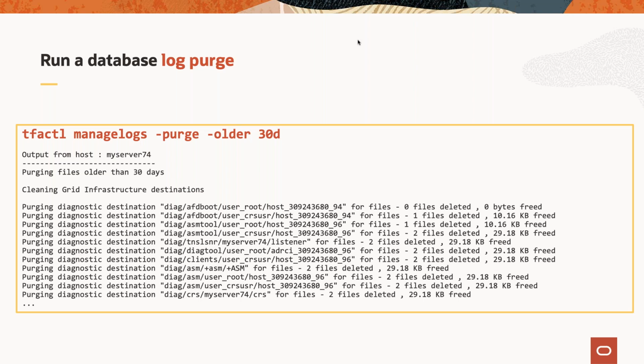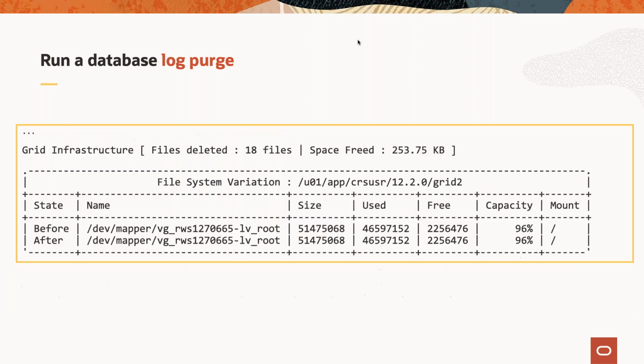So this is how you can view your log usage. You can purge the log usage. You can set this up in your cron to delete the logs. Instead of setting up cron on every machine, you can just do it on one machine. And this tells you how much percentage was used before and after it freed.